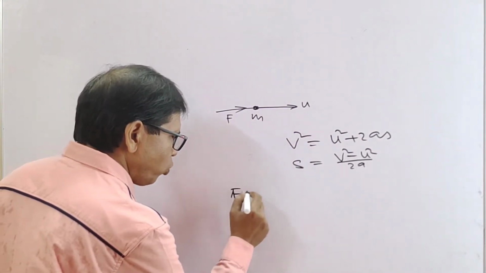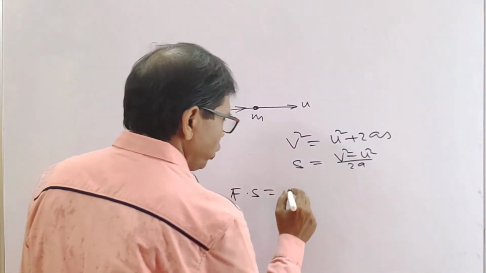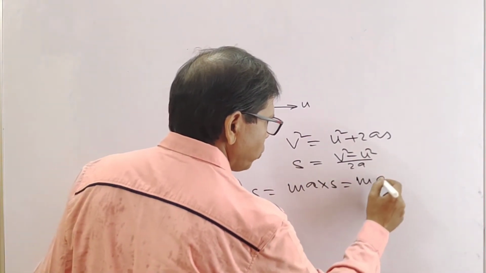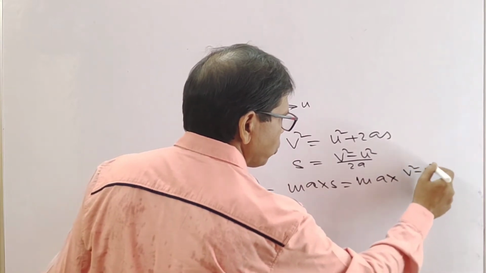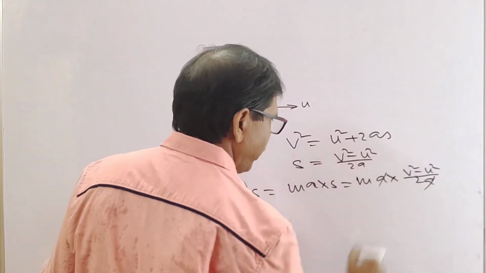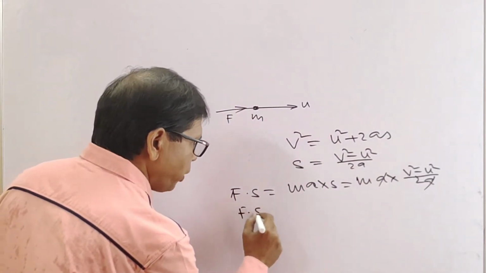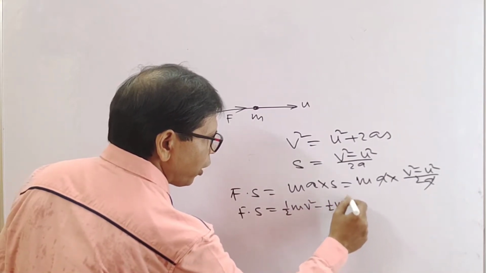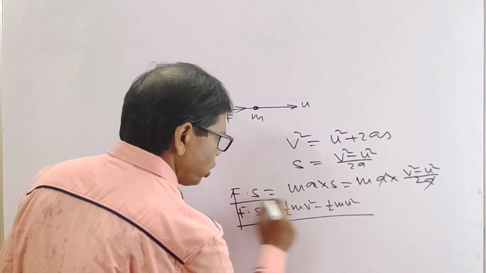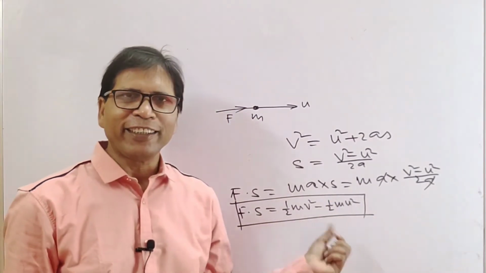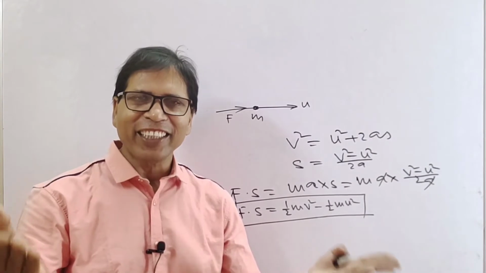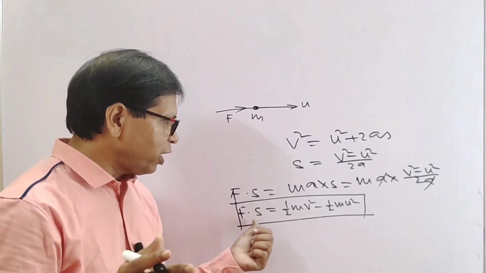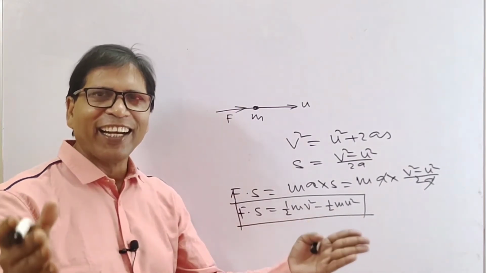Therefore work done equals F into s, that is mass into acceleration into displacement. So this is mass into acceleration and v square minus u square by 2a. Now a cancels out, therefore work done F into s is half mv square minus half mu square. So work done by the force is equal to change of kinetic energy. This is known as the work energy theorem. Now this can be written as: work done by all external forces is equal to change of kinetic energy.